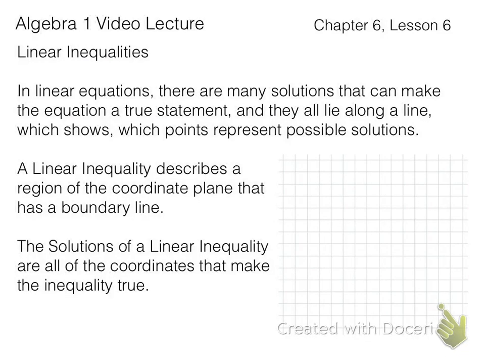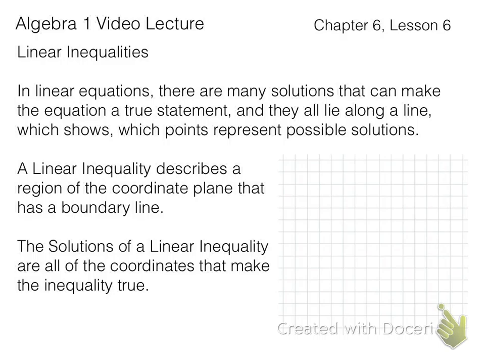Hello all, this recording is for Algebra 1, Chapter 6, Lesson 6, Linear Inequalities. Up until now, we've been talking about linear equations. Linear equations are equations that, when graphed, create a line. Basically, there are many solutions that can make the equation a true statement, and they all lie along a line, which shows which points represent possible solutions.